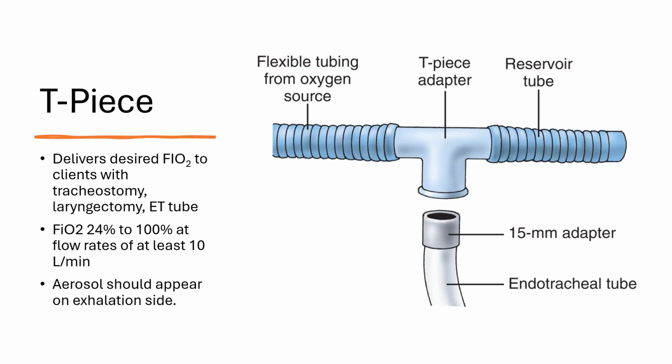T-piece delivers desired FiO2 to clients with tracheostomies, laryngectomies, or ET tubes. It can deliver FiO2 of 24 to 100% at rates of at least 10 liters and above. Aerosol should appear on the exhalation side.